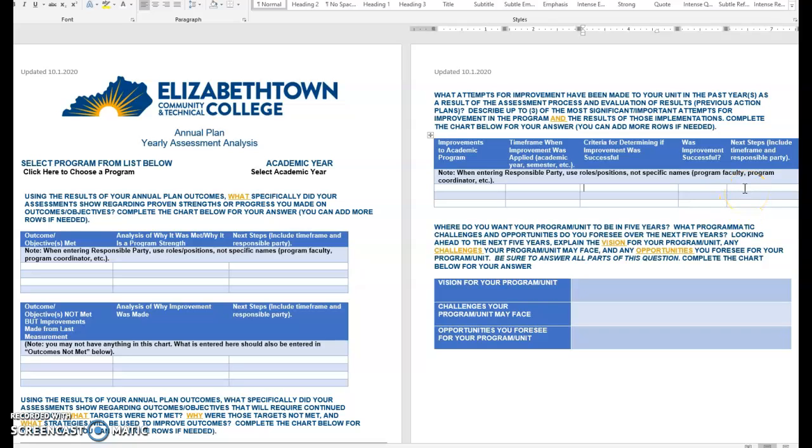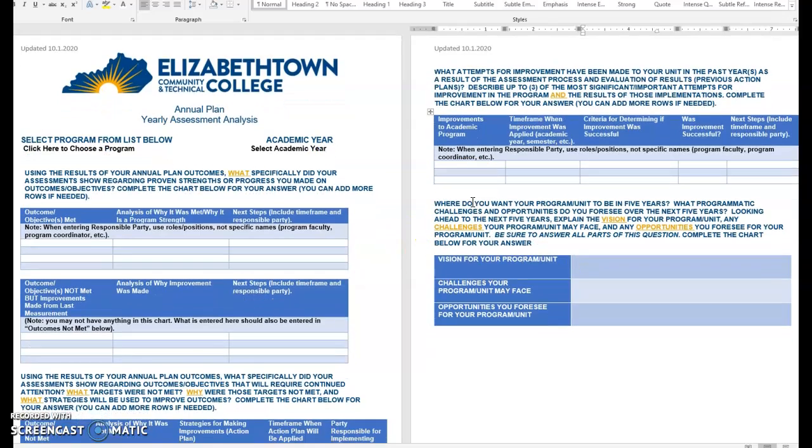If you did meet your goal and you were successful, what are you going to do now? Are you going to continue as it is? Are you going to make even further improvements? If it wasn't successful, why wasn't it successful? What are you going to do? What are your next steps? And then continue on to the next improvement strategy that you made to your program.